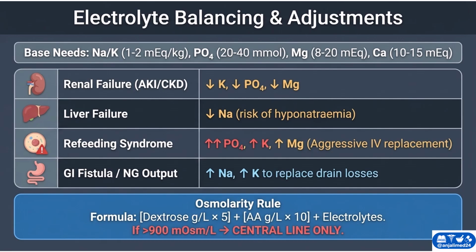Finally, always remember the osmolality rule. If the TPN osmolality exceeds 900 milliosmoles per liter, the solution must be administered through a central venous catheter. Peripheral veins cannot safely tolerate highly concentrated solutions.